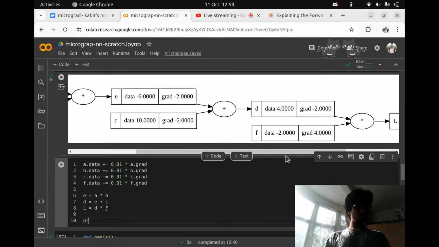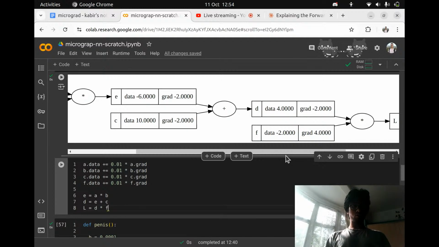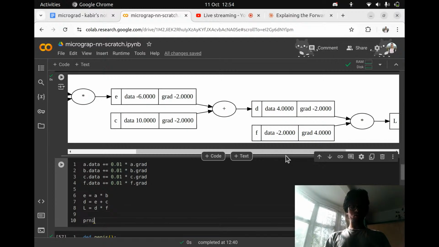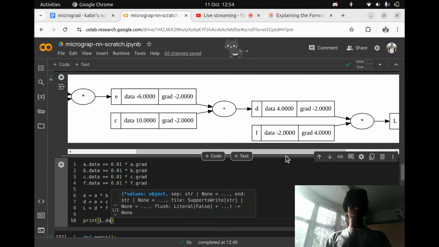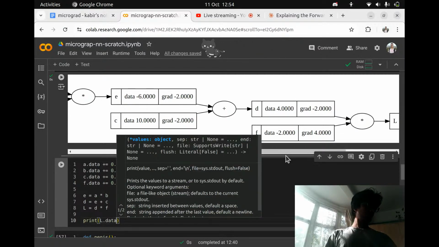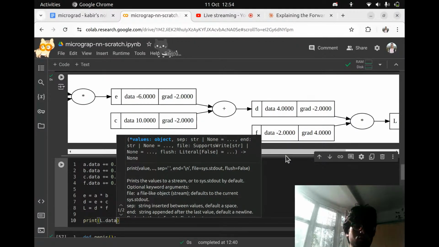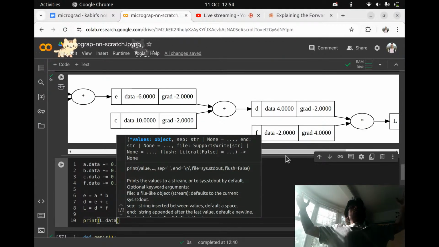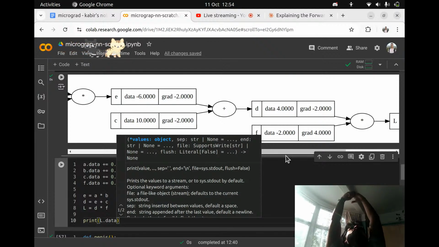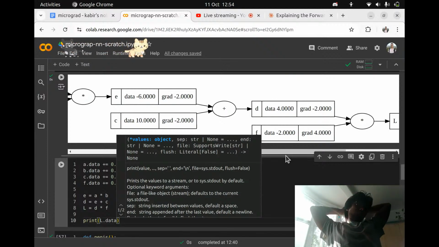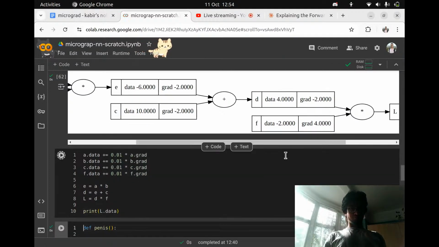So print L dot data. Okay. We expect, because we nudged all the values, all the inputs in the direction of the gradient, we expected a less negative L. We expected it to go up. So maybe it's -6 or so. Let's see what happens. Okay, -7.